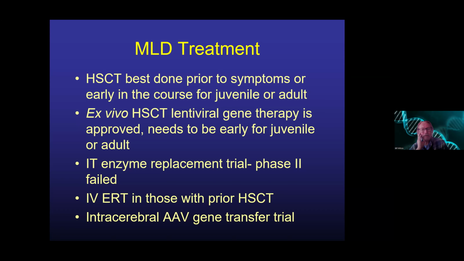There's a phase 2 trial of intrathecal enzyme replacement, didn't work, failed. There's a trial of intravenous enzyme replacement in those with prior stem cell transplant to at least try and address their peripheral symptoms better than transplant is. And there's an intracerebral AAV gene therapy gene transfer trial that's out there as well. But for right now, looks like the ex vivo gene therapy followed by transplant is the way to go.